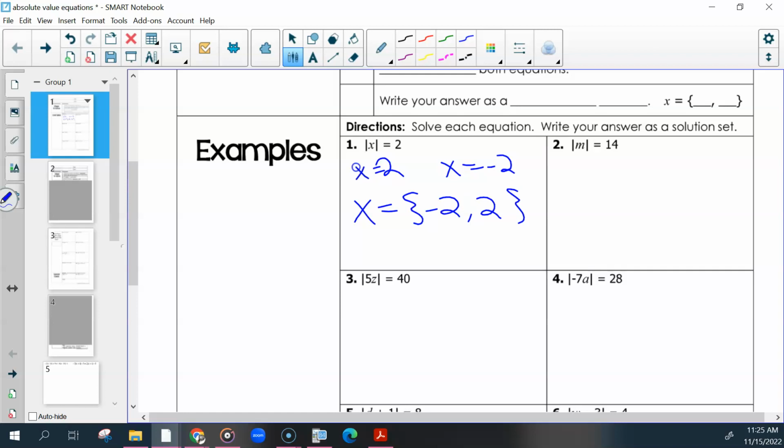Alyssa. Think about this. This is a curly bracket. Mine just don't look like curly brackets. Other questions on that one?